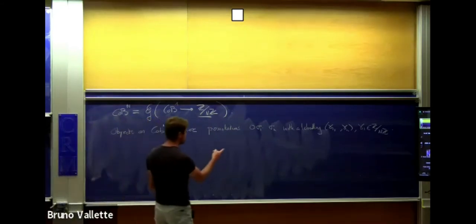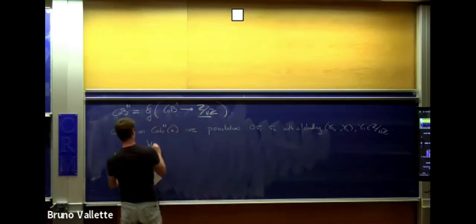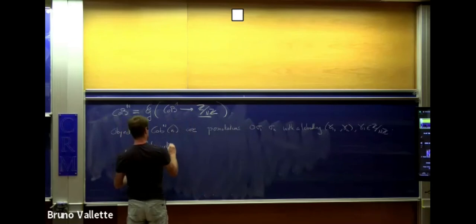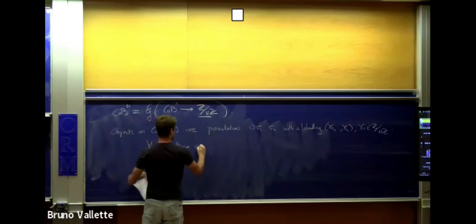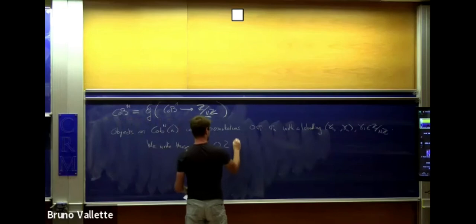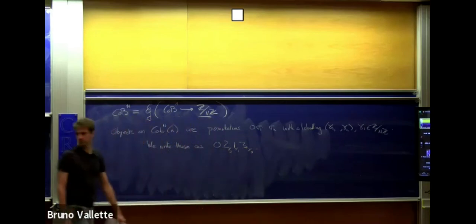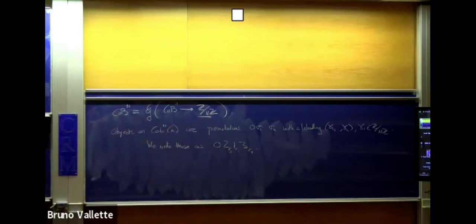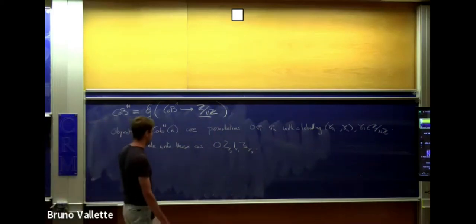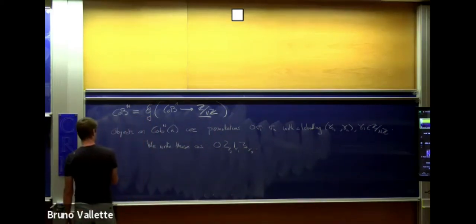The way we write this, let's say, is like 0, 2, 1, 3, and we put a little index by the corresponding element of the group associated with the strand. So the whole idea of this, which is something I didn't talk about, but let me just make a remark here.